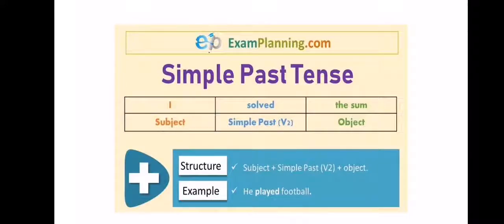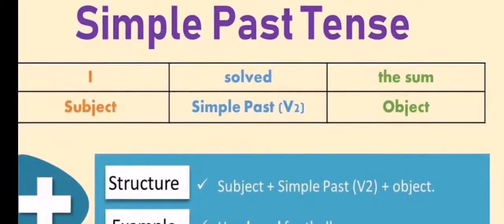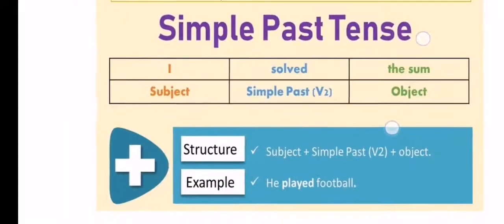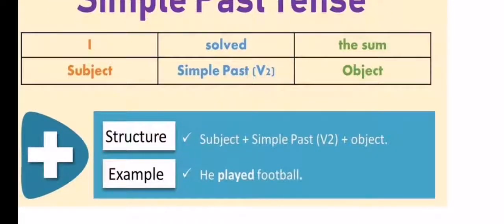Then, let's see some examples here. It says, I solved the sum. In this one, we are using a verb which is regular. That is why it takes ed at the end. Solve is the present and solved will be the past tense. But it follows the same structure, which is subject plus past conjugation of the verb plus an object or a complement. And we have another example here. He played football.